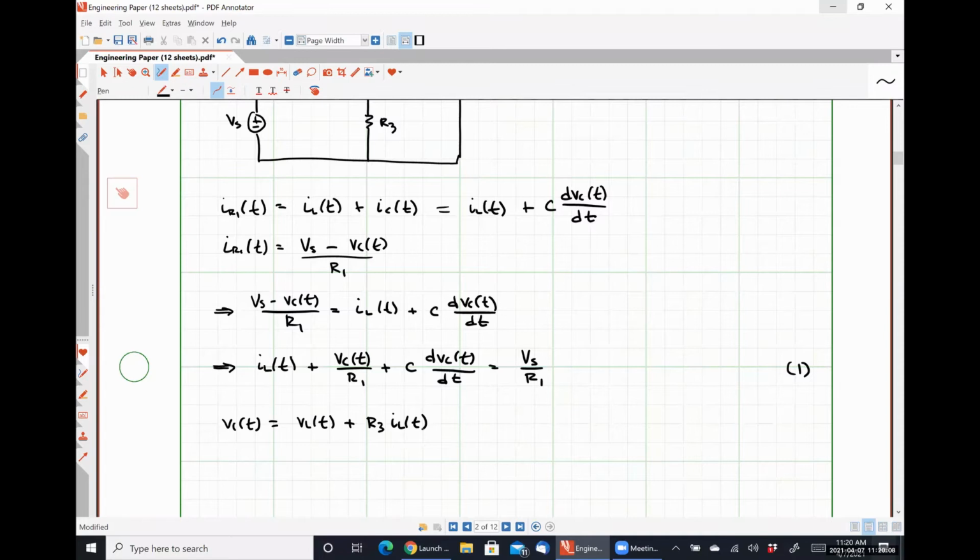times IL of t. Well, I can express VL of t in terms of my inductor current. So that would be L di by dt plus R3 IL of t. So I have another equation where I have everything expressed in terms of only my capacitor voltage and my inductor current. Okay? So right now, I can actually substitute equation 2 into equation 1, right?